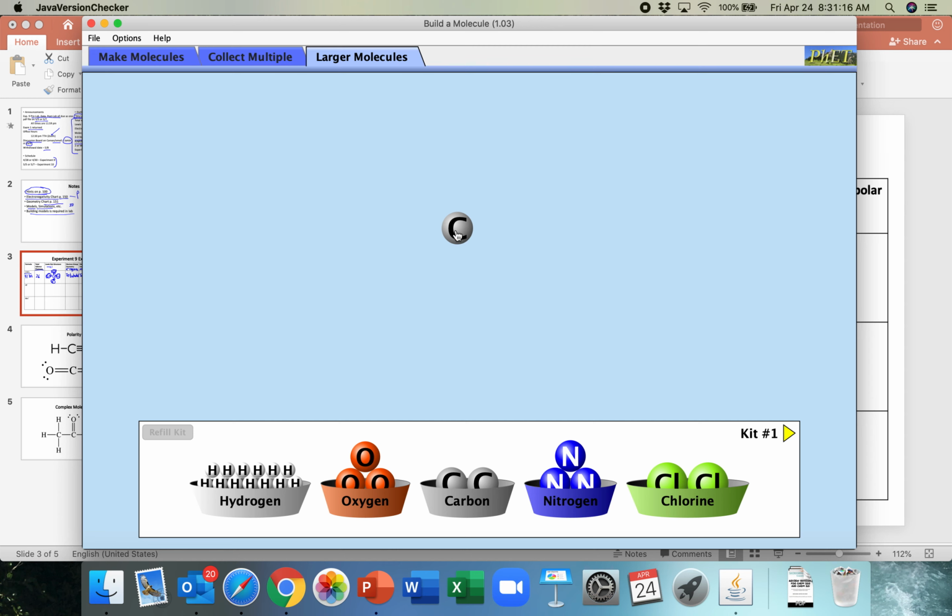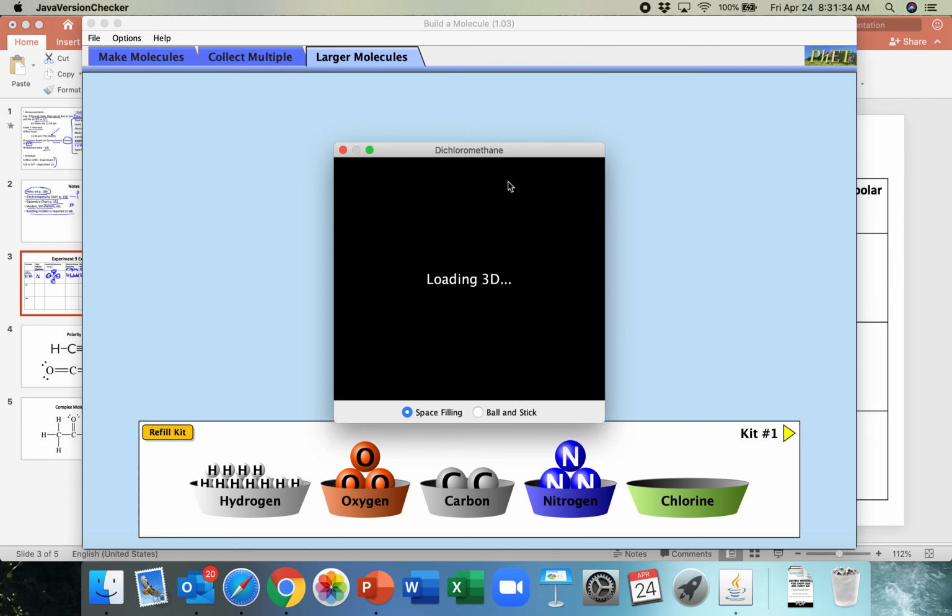Whoops, let's do carbon, hydrogen. This is a very similar structure here. So I did carbon, 2 hydrogens, 2 chlorines. That's what I have available here, and I'll show you how to get more atoms shortly. So build the structure and then hit 3D.